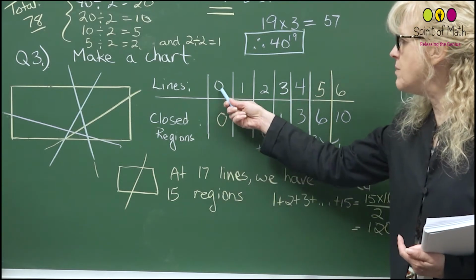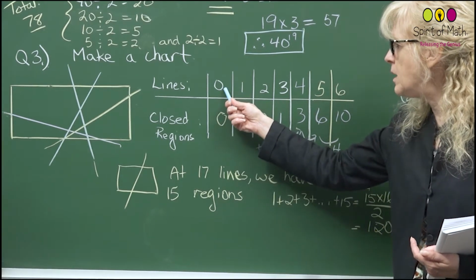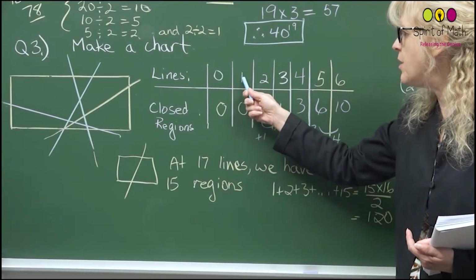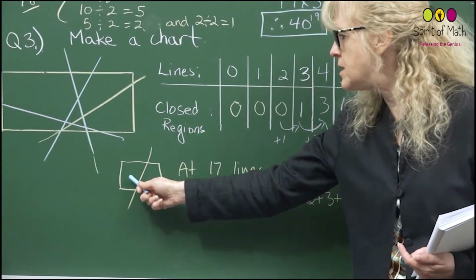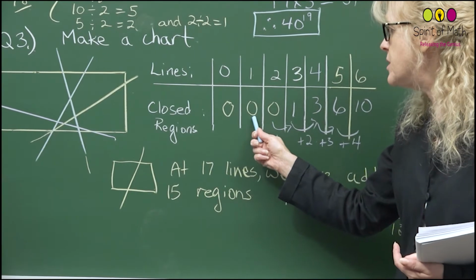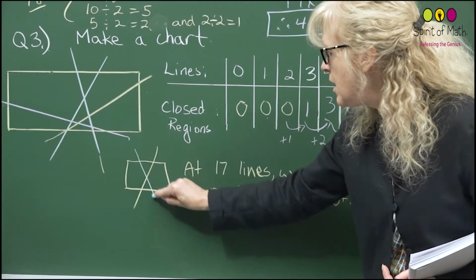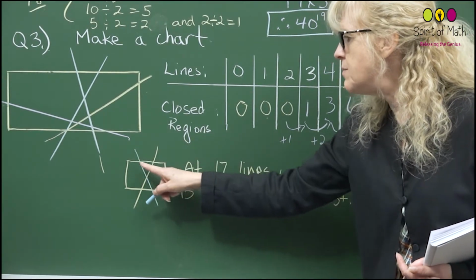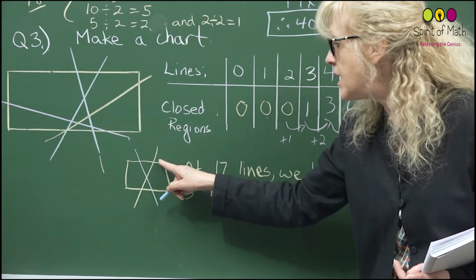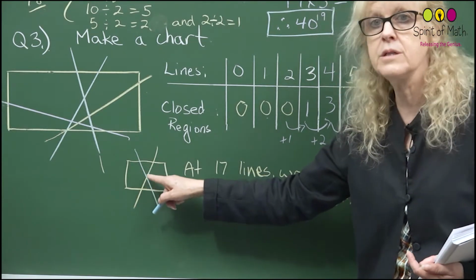So a chart was made when you had no lines, you have 0 closed regions. When you have 1 line, like in this case, you still don't have any closed regions. When you have 2 lines, you still don't have any closed regions made by the lines themselves. It's not the edge of the plane, it's actually the lines themselves.